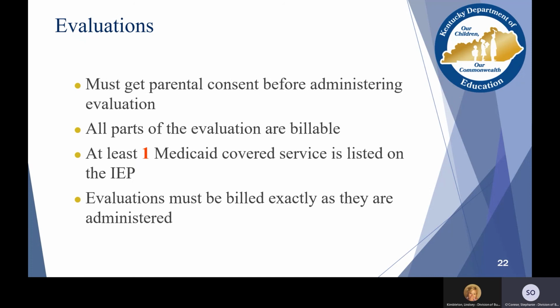So let's reverse it. Let's say Johnny's 5 and he's starting kindergarten, and he receives the psychoeducational eval and a speech and OT eval. The ARC meets and deems that he does not need an IEP. Those evaluations are actually still billable under the expanded access portion of the program. So that's one way to differentiate: do I bill my evaluations under the IEP portion, or under the expanded access? If a service is listed in the IEP, you're going to bill those under the IEP portion of the program.